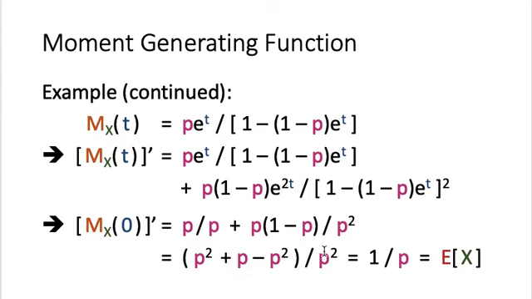So if we make the two terms have the common denominator p squared, the first one will become p squared. The second one will become p minus p squared. So after simplification, we get p divided by p squared, which is equal to 1 over p. And this 1 over p value is exactly the same as the expected value of x for this geometric random variable. So this is an example of showing that once we know the moment generating function, we can use it to get the first moment and also the second moment, and so on and so forth.